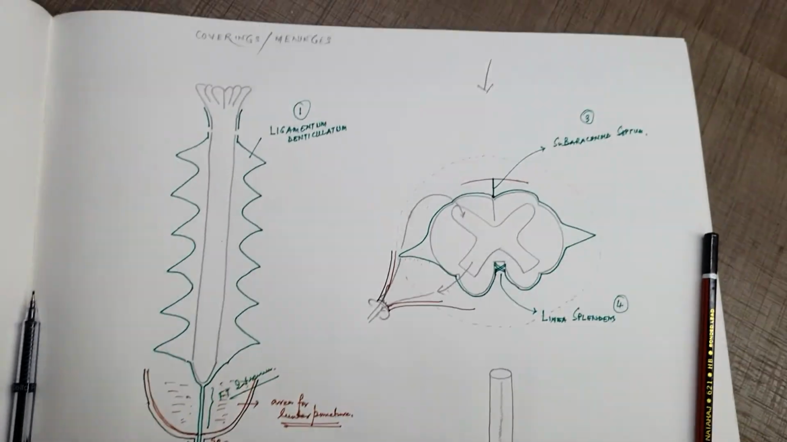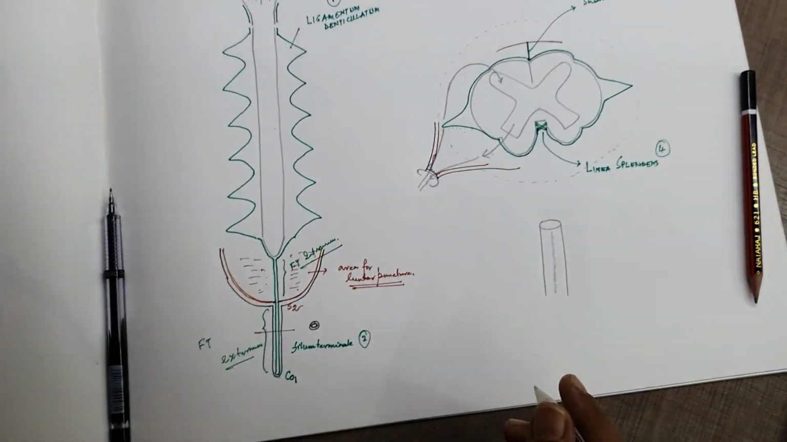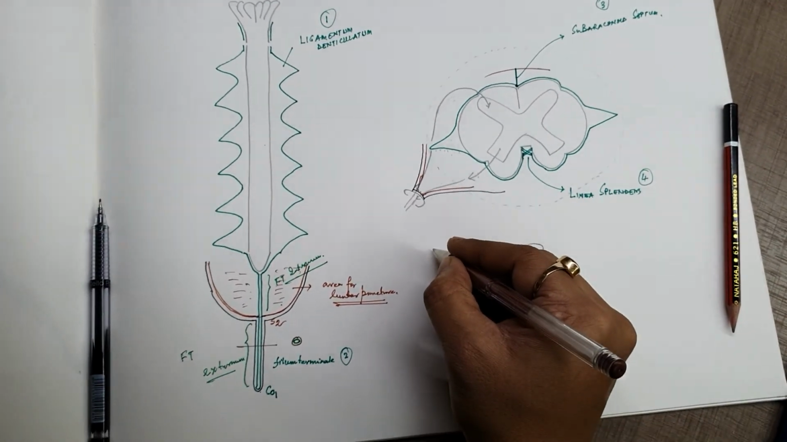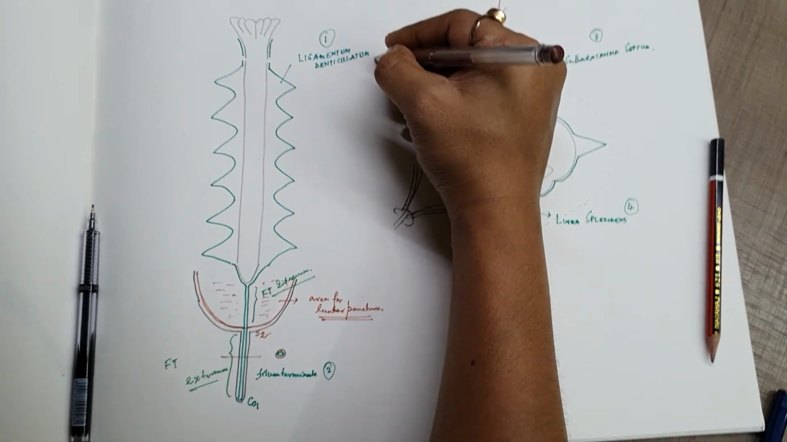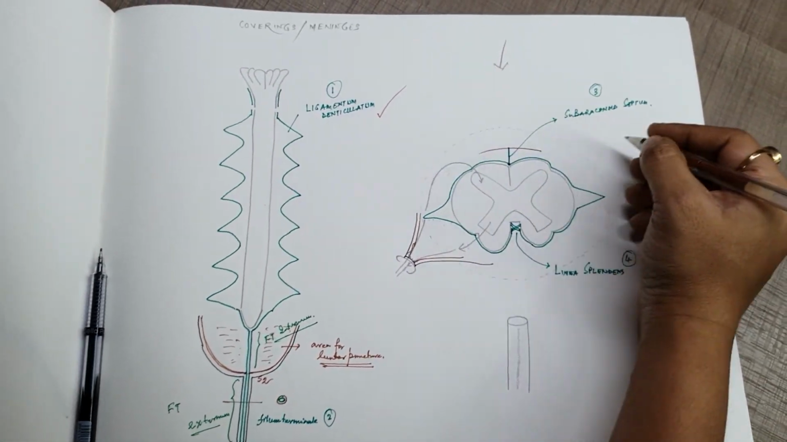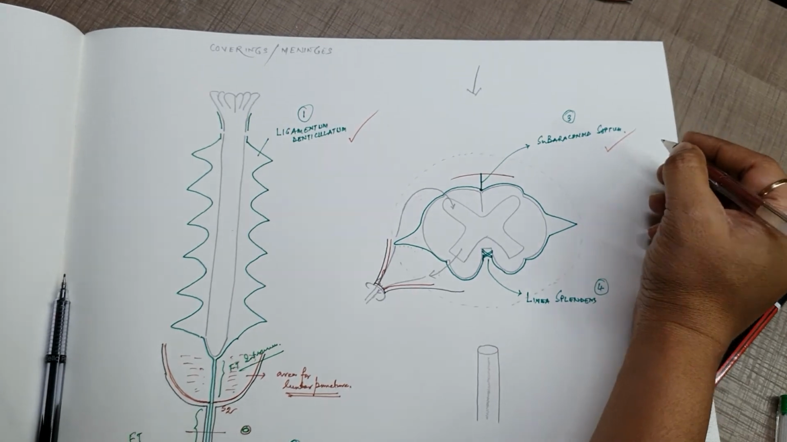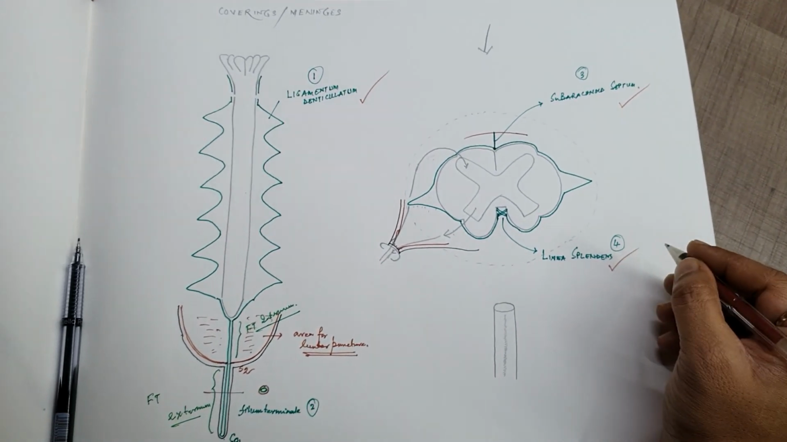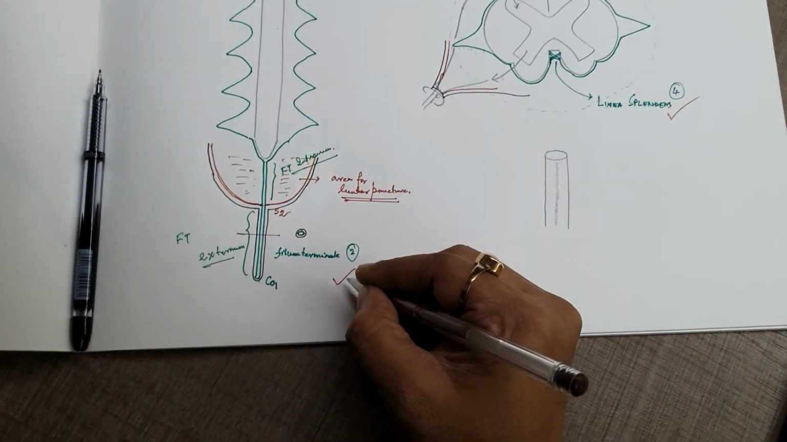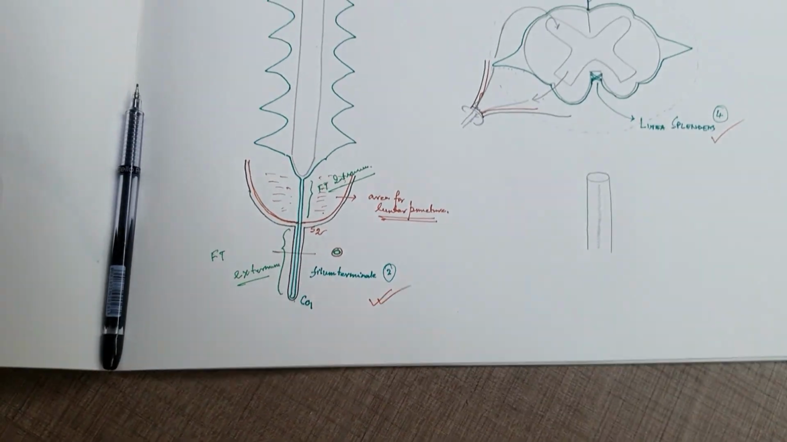So in total, the modifications of spinal pia are: number one, the ligamentum denticulatum; the subarachnoid septum; the linea splendens; and last but not least, the filum terminale.